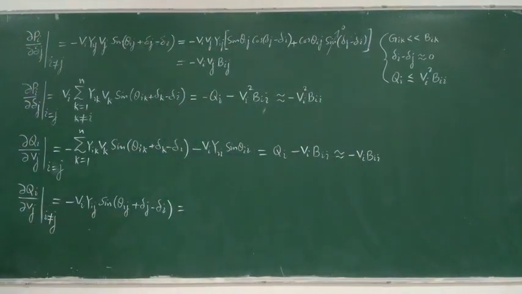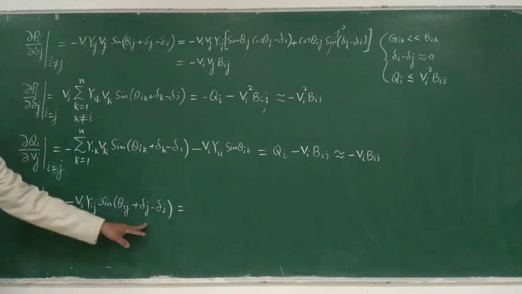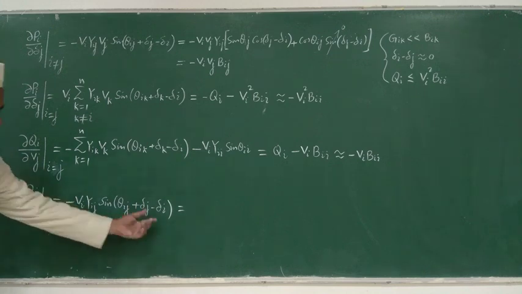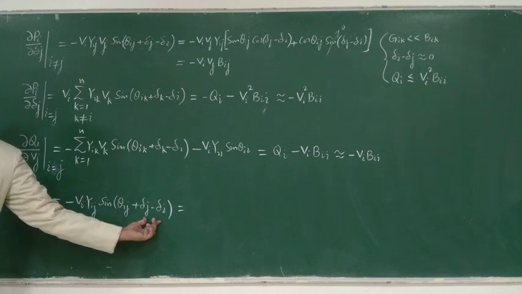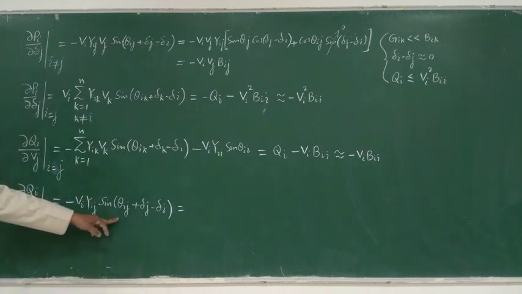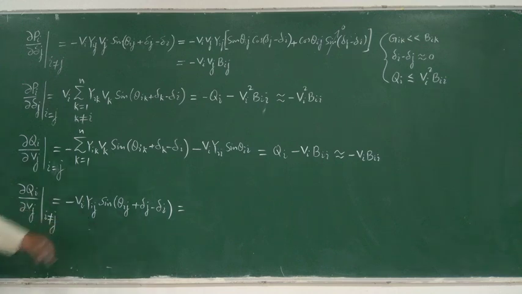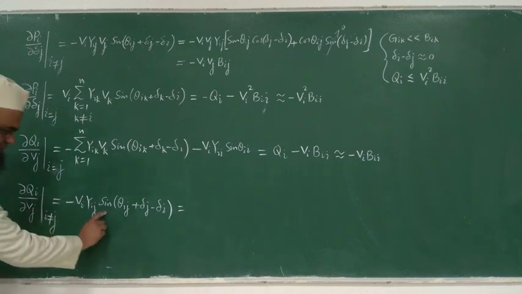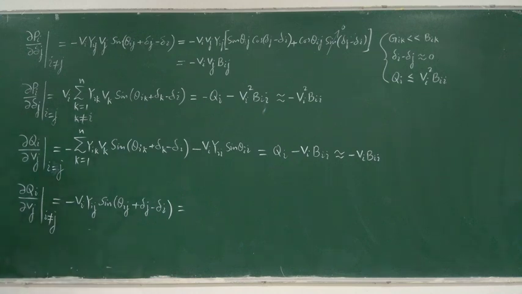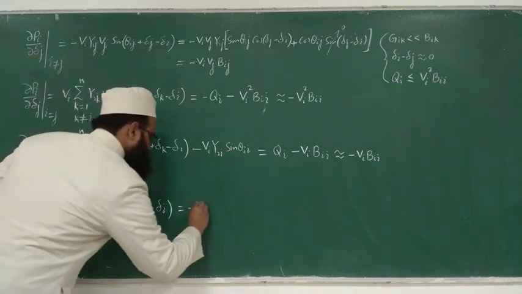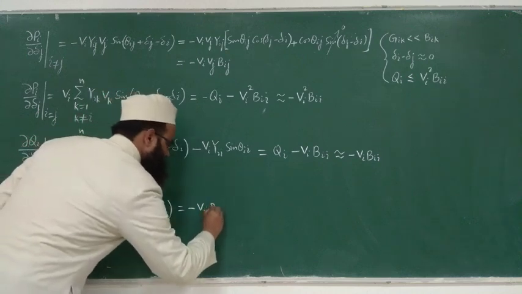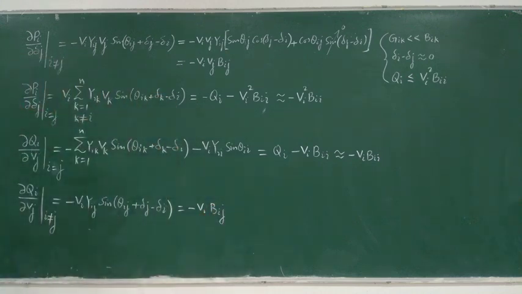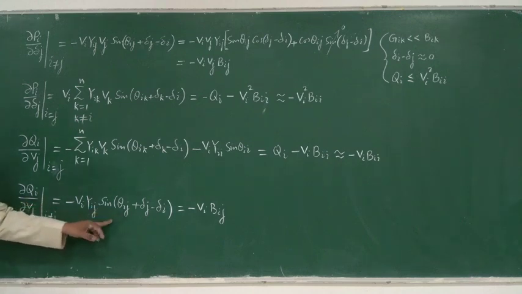What about this? Again, break it into sine into cos, and we have assumed that this difference is very small, so the sine term will be neglected and only the cos term will be there, and that will be Yij sin theta ij into cos. Sine of theta ij will be Bij. So this will be minus Vi Bij. Here this is j. So Yij sin theta ij will be Bij. Clear?